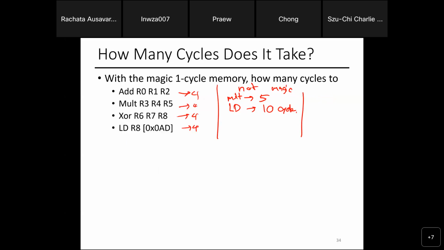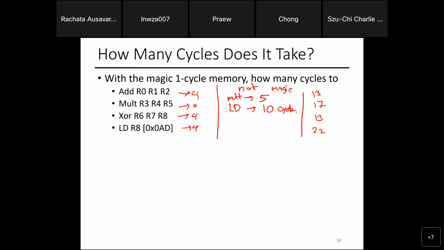So you first fetch, you go to the memory, so that's 10 cycles. Then 3 more cycles: decode, add, and store the result back, right? So the first add is 13 cycles. Multiply, you go to the memory 10 cycles, then you do decode 1 more, multiply 5 more. Then you write it back to the register, right? So it's 10 plus 1 plus 5 plus 1, that's 17. XOR is 13, the same as add. Load means I have to go to the memory twice. So that becomes 22 cycles, right?